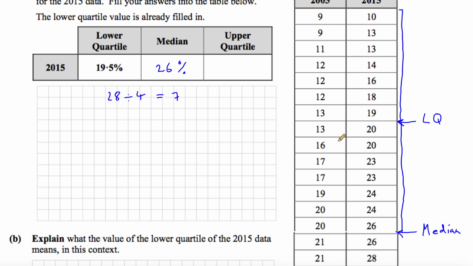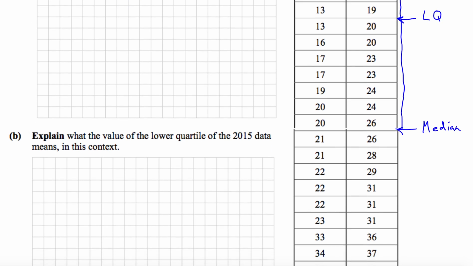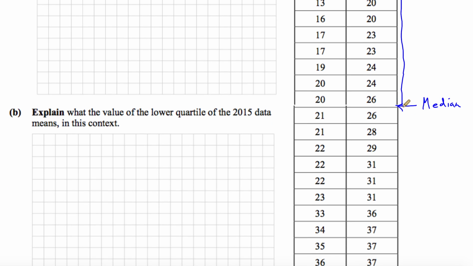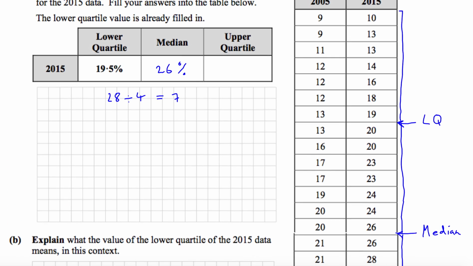And then our upper quartile will be down another 7. So we're going to go 1, 2, 3, 4, 5, 6, 7. So that's going to be our upper quartile. So halfway between 36 and 37, which is 36.5% for the upper quartile.